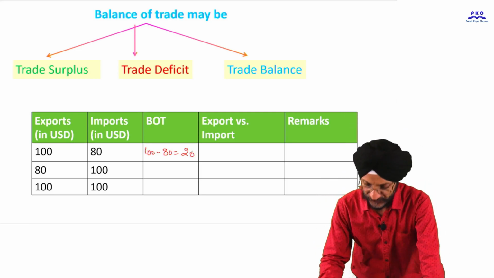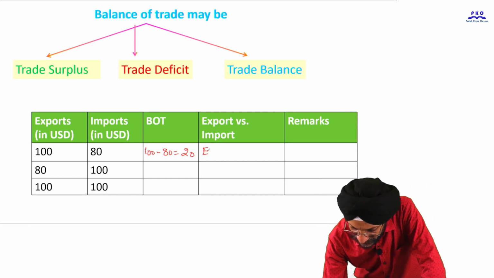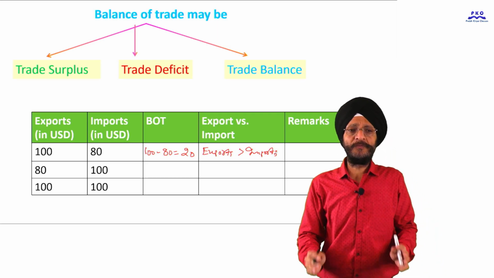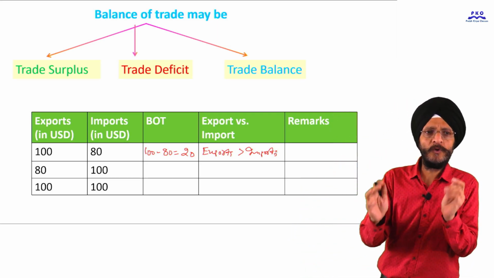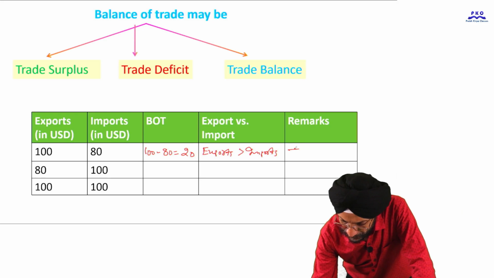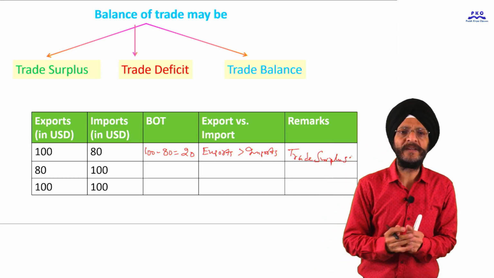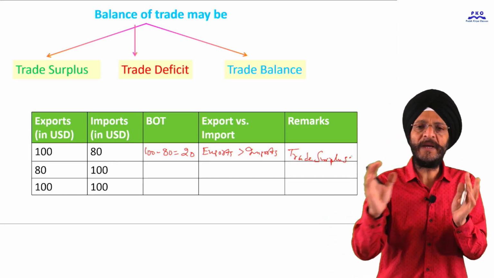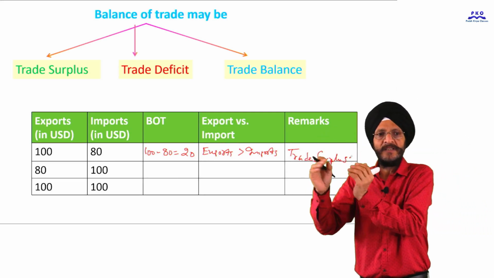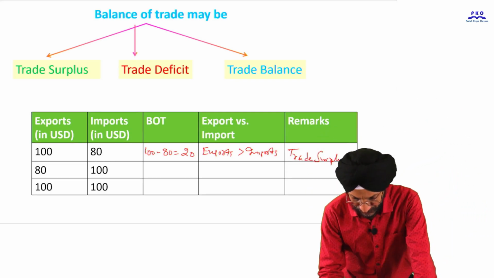So here exports are more than imports. So when exports are more than imports, it is trade surplus. That is, the country is having trade surplus, or we can also call it positive balance of trade when exports are more than imports.